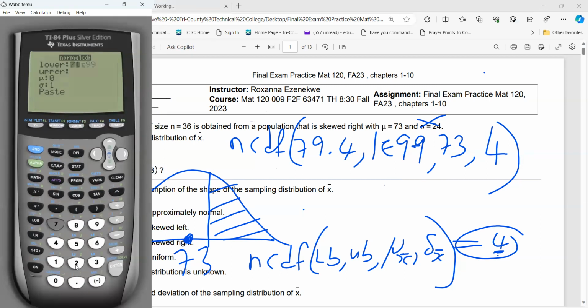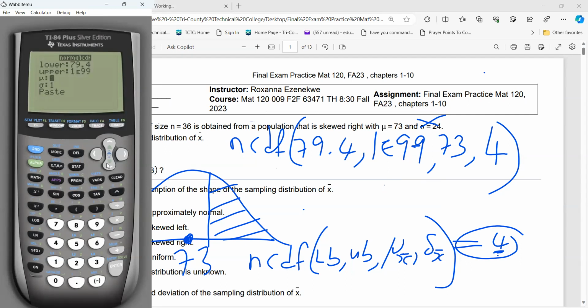79.4. The upper bound is infinity. Remember, just remember, to type in infinity, you put 1 right there. Then remember that the E is under comma. So second E to power 99, that's infinity, positive infinity.